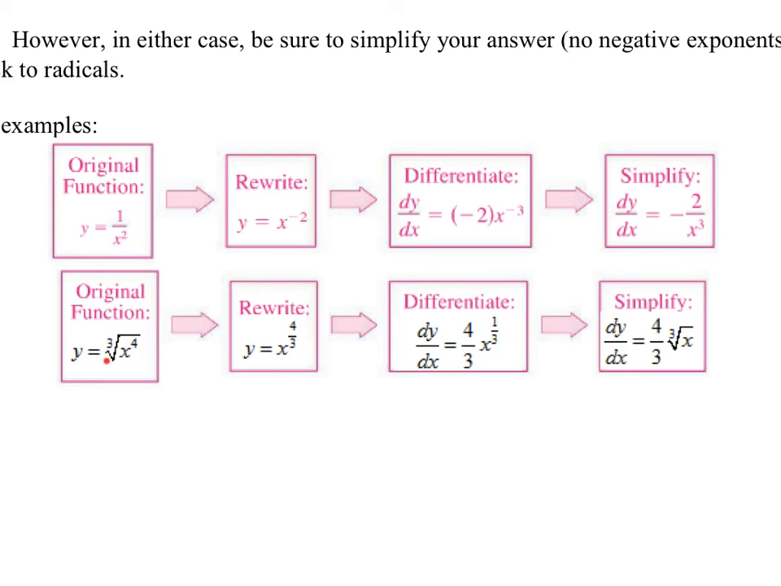Same thing, what's the derivative of the cube root of x to the 4th? Well, that's x to the 4/3. Again, the exponent is the numerator. The radical is the denominator. Now that it's in exponential form, I drop that power and I subtract 1. So there's dropping the power and subtracting 1. 4/3 minus 1 is 1/3. But you can't leave it like that because it started in radical form. You need to end in radical form. So that'd be 4/3 times the cube root of x.